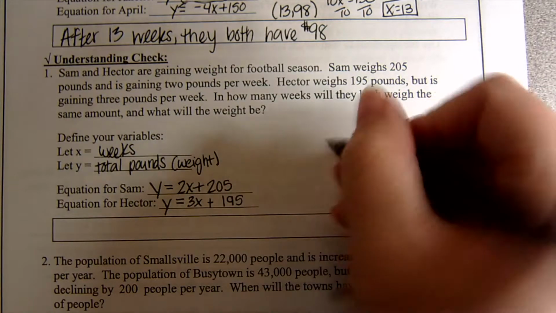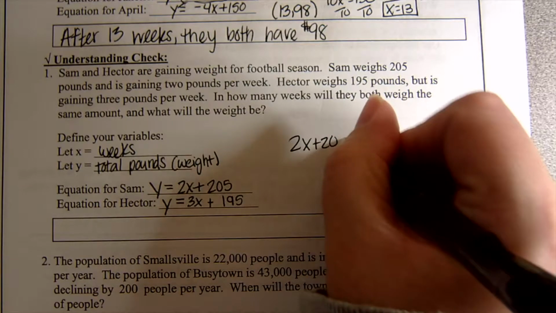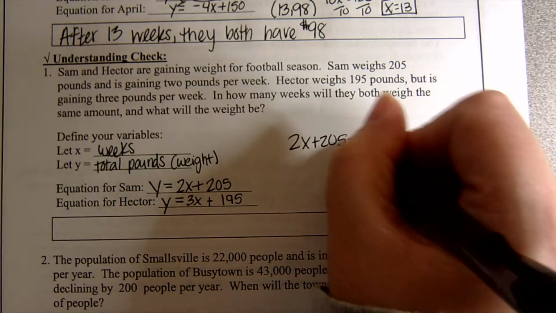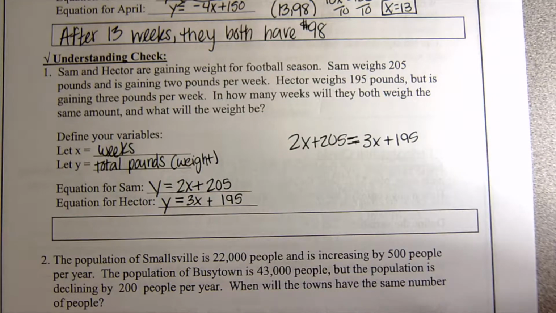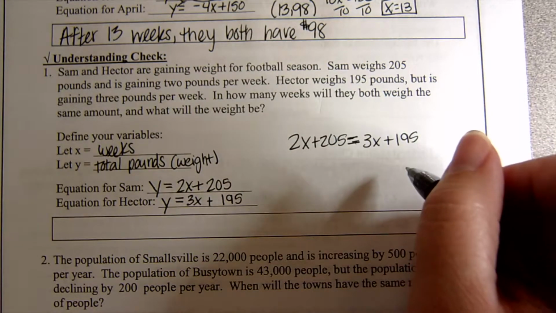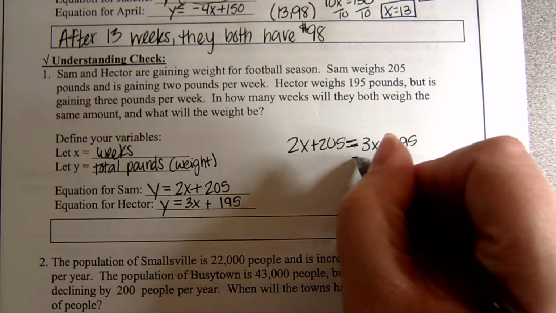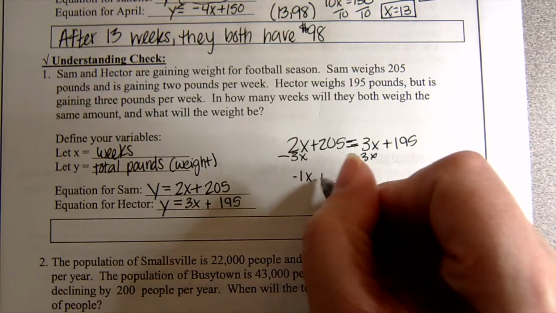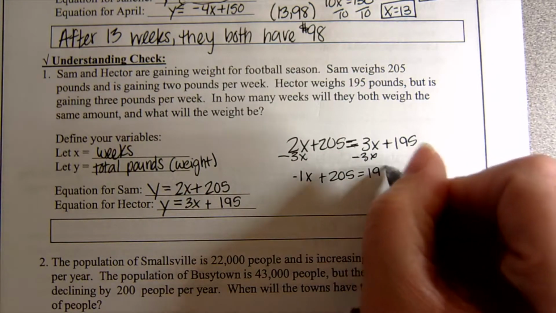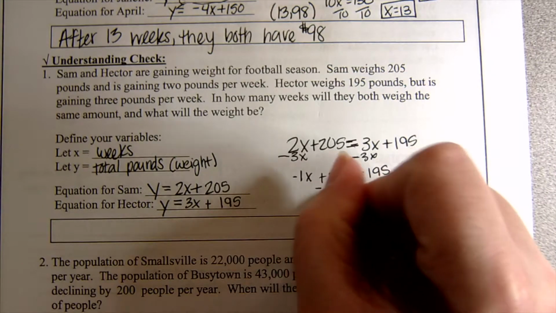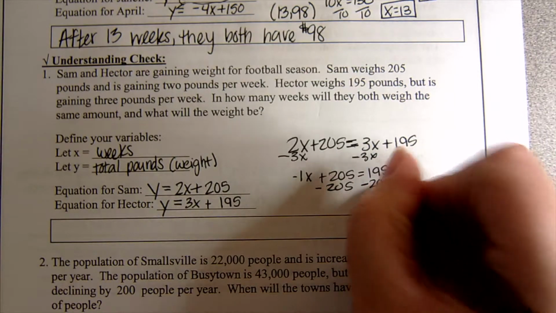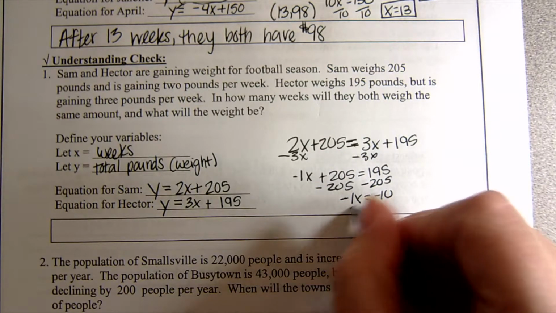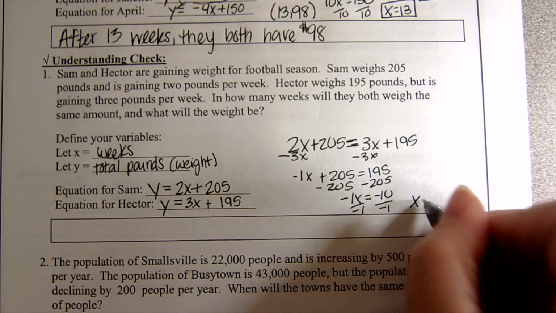And so again, substitution, you would get 2x plus 205 equals 3x plus 195. What do we do to both sides? You want to get your x's on the same side, so it doesn't matter which way you do this. We can subtract 3x from both sides. You get negative 1x plus 205 equals 195. Subtract 205. So negative 1x equals negative 10. And divide both sides by negative 1, so x equals positive 10.